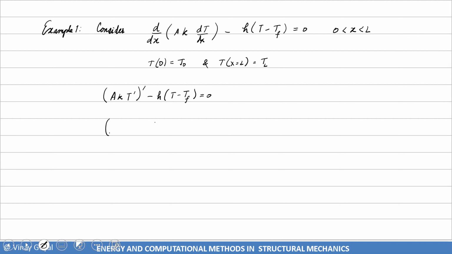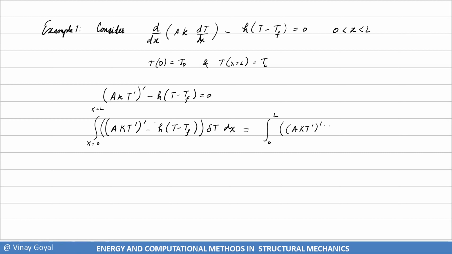When I do that, I'll go ahead and write it so you can see it. Like that. I'll integrate this over the domain. And now it becomes like this. I write each term separately for convenience.